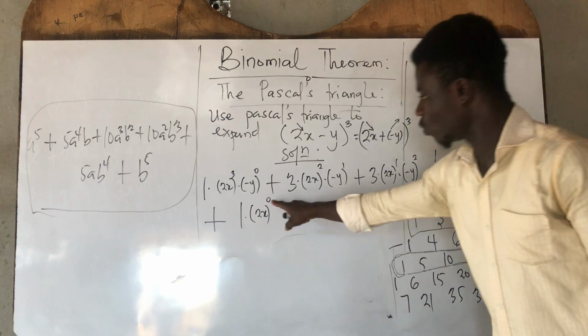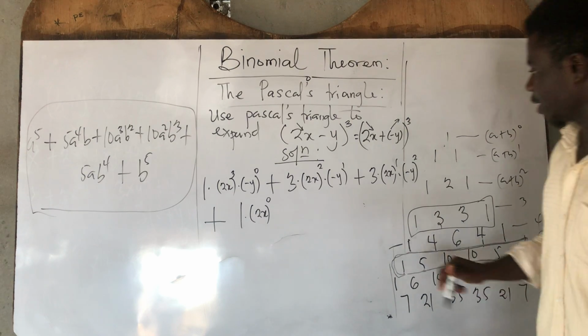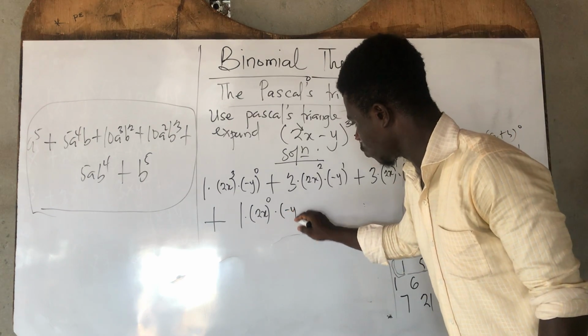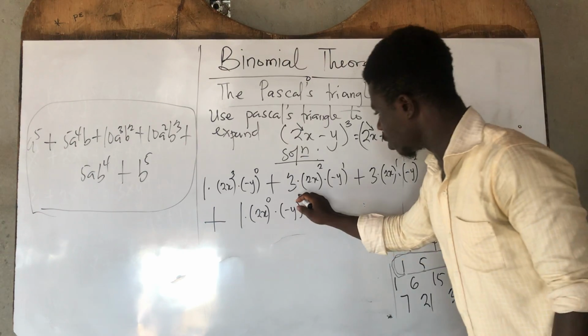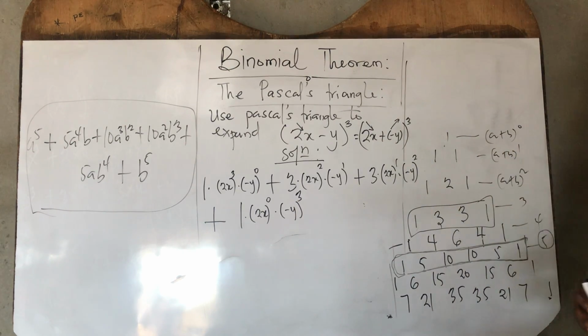Here is 1, so it will go down to 0. Times minus y. This one is 2. It is increasing, so it moves to 3. So as simple as that.